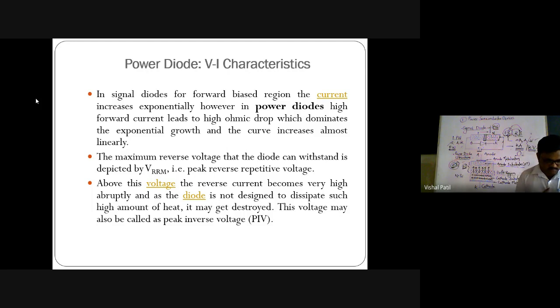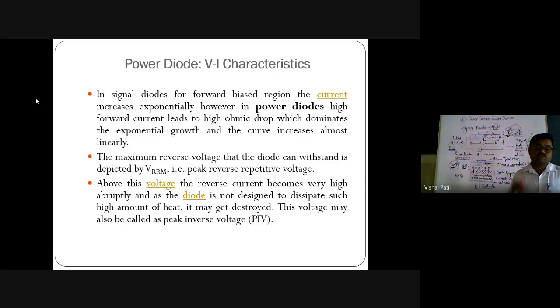this procedure continues? The maximum reverse voltage that the diode can withstand is depicted by VRRM, that is peak reverse repetitive voltage. That is the maximum voltage. Above this voltage, the reverse current becomes very high abruptly, and as the diode is not designed to dissipate such a high amount of heat, it may get destroyed. This voltage may also be called peak inverse voltage. So this is one more parameter associated with the power diode, peak inverse voltage.